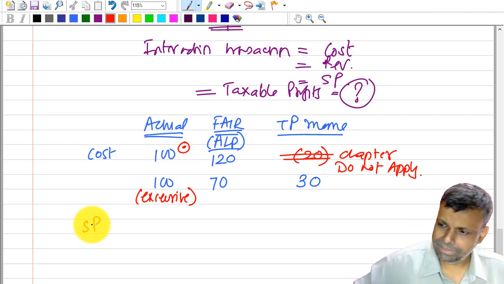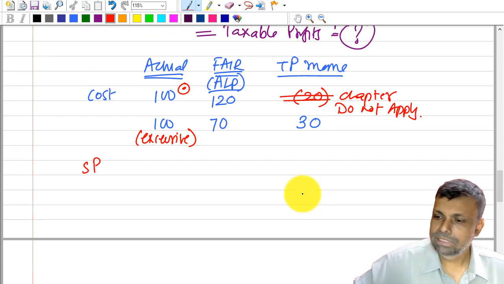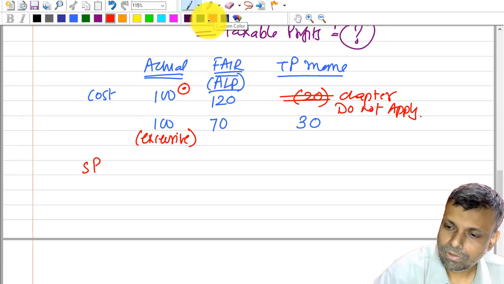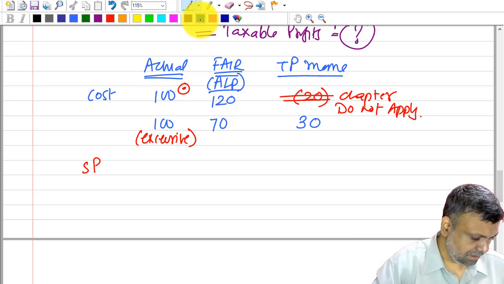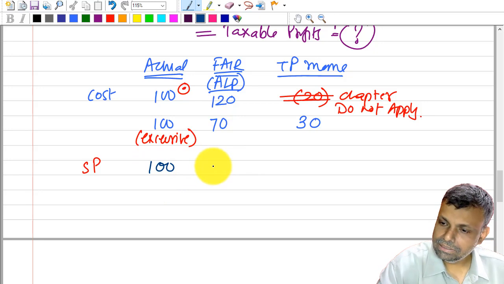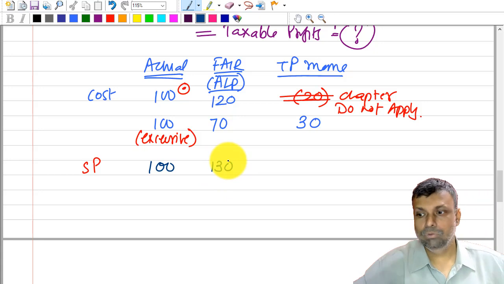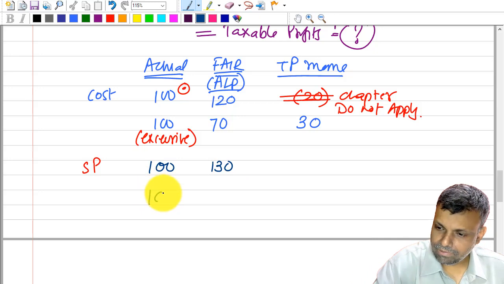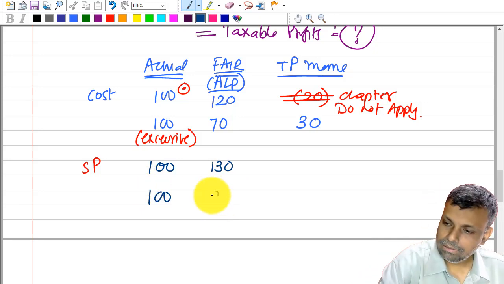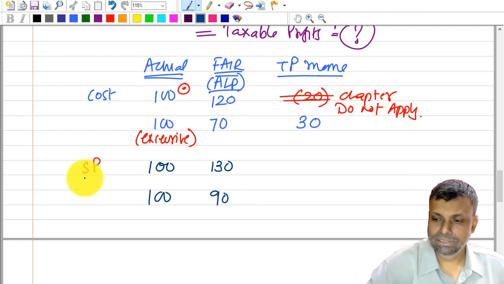Same thing is, say for example, selling price. Okay. So let us take up an example with respect to the selling price. Supposing your selling price actually is 100, and your ALP selling price is, say for example, 130. That means your reasonable selling price of a particular good, so this is now an export oriented transaction, is, say for example, 130. Or put it differently, your actual price is 100, but your reasonable selling price is 130. This is an export oriented transaction example.